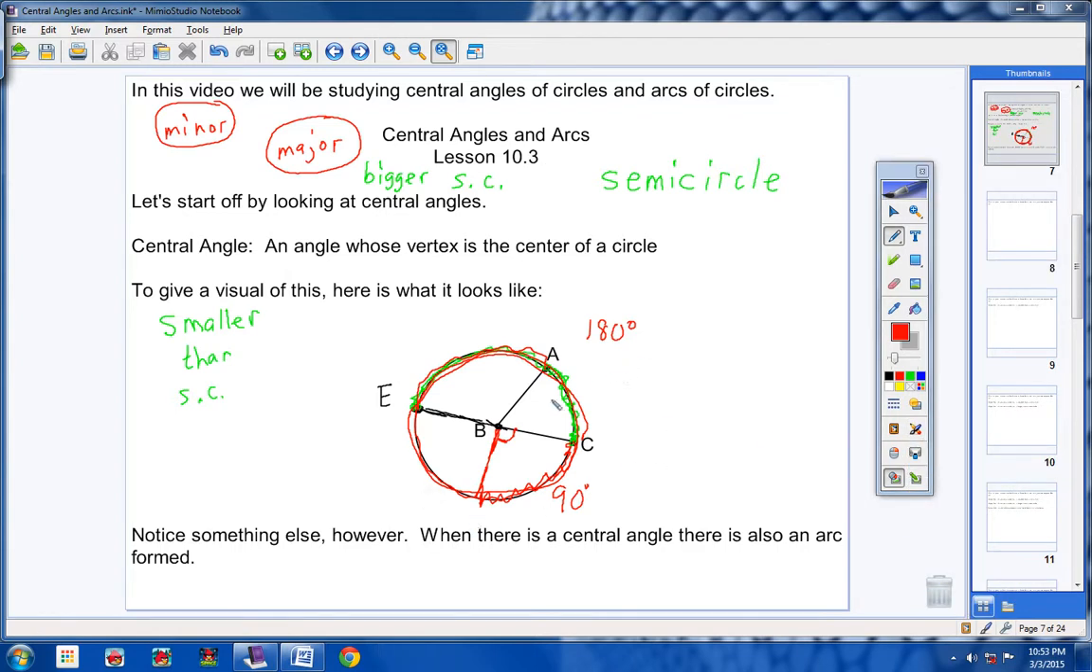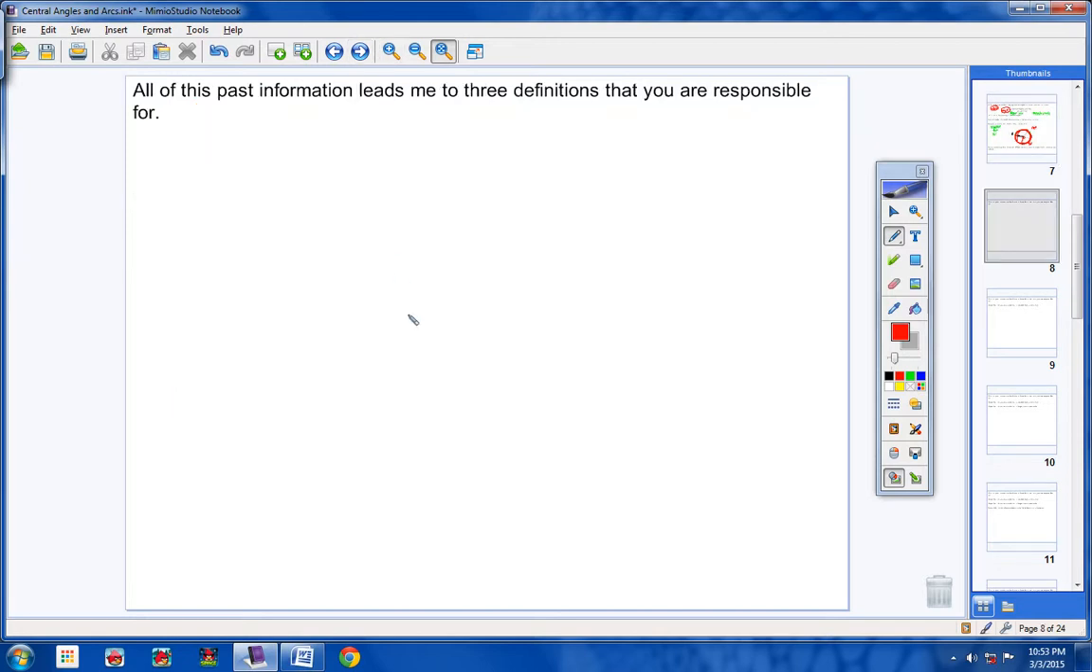But the main thing, students, I wanted you to get right here were what a minor arc is, what a major arc is, what a semicircle is, and that when you go the full distance around a circle, that's 360 degrees. And we understand that, okay? Alright, now let's continue on. All of this past information leads me to 3 definitions that, unfortunately, you are responsible for, okay? So here we go.